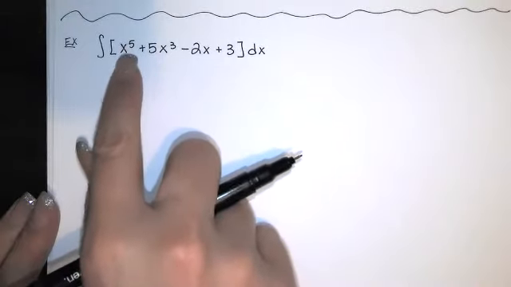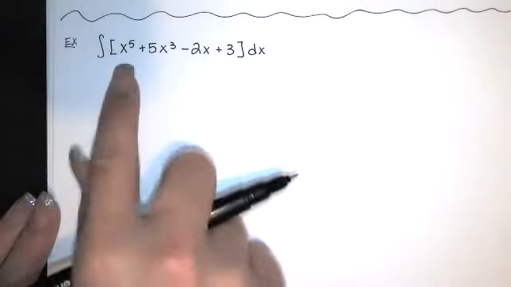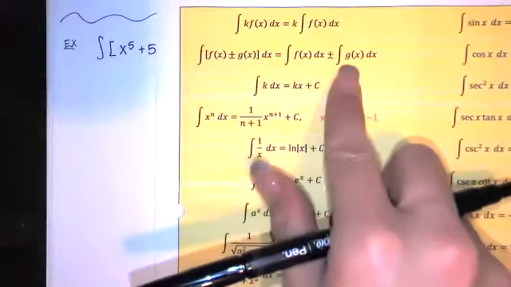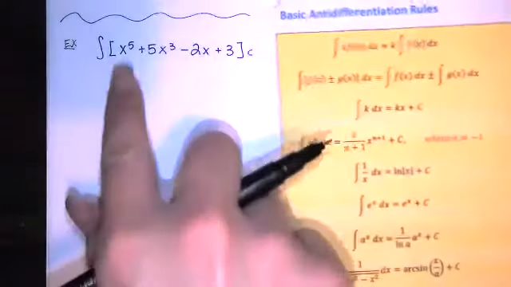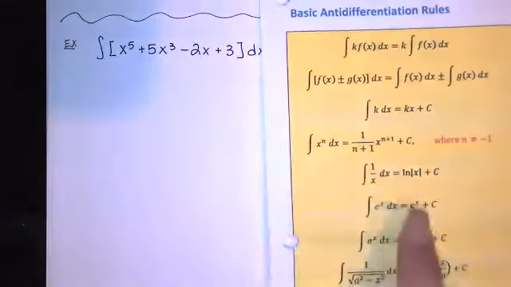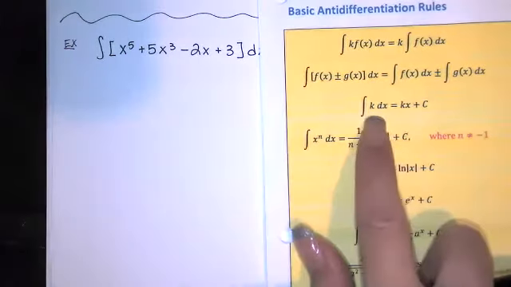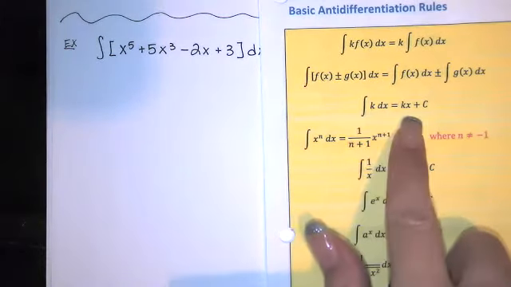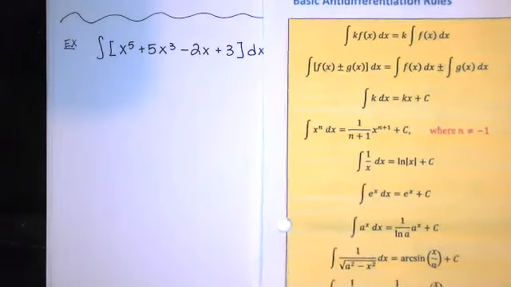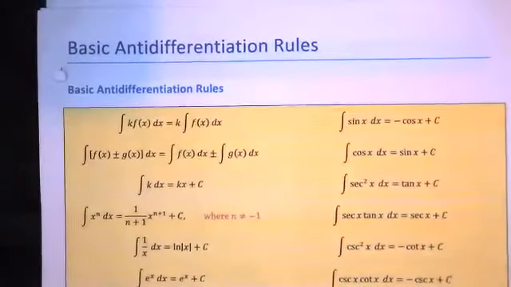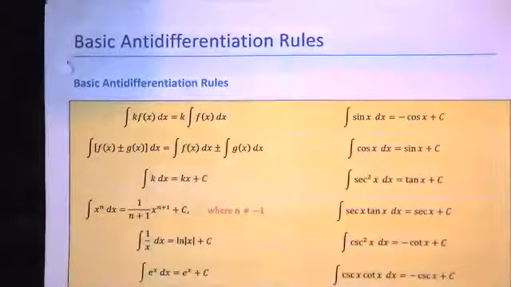I see I've got a sum and difference here of 4 different terms, so I'm going to be using this rule repeatedly. I see a lot of powers of x, so I'm going to be using the power rule a lot. And I've got a constant here, so I'm going to use the antiderivative of a constant rule. All of this is on your basic antidifferentiation rules sheet, the one that I posted online.